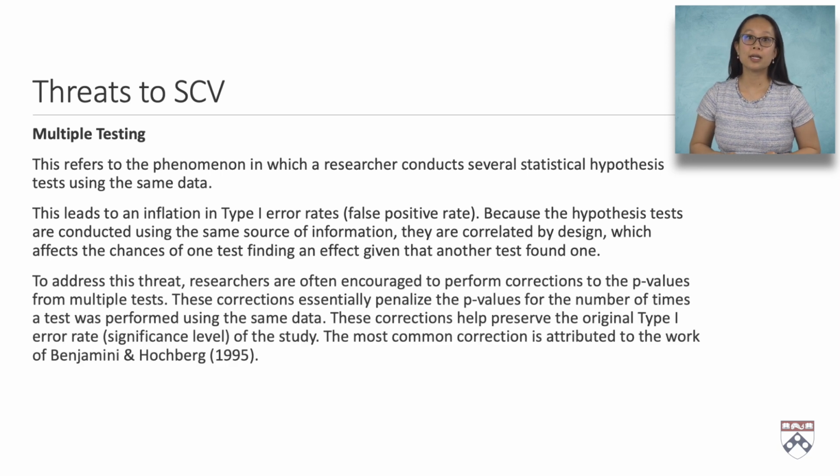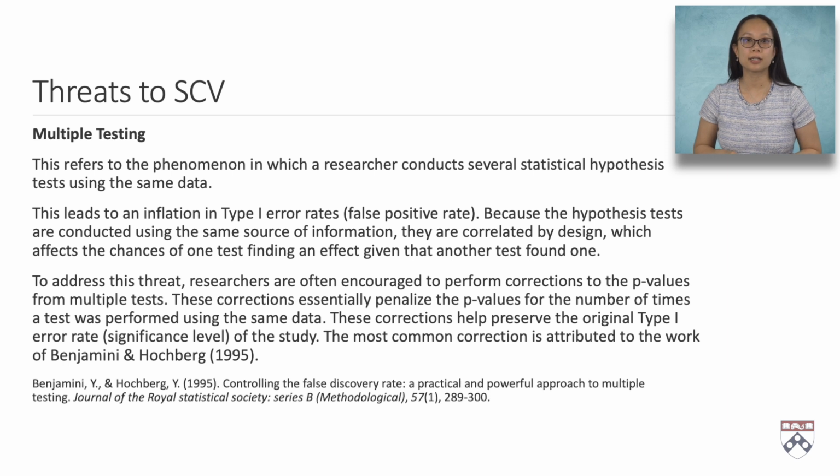So to address this threat, there have been more formal ways of controlling the effects of multiple testing. And these actions essentially revolve around performing corrections to the p-values from multiple tests. These corrections essentially put a penalty on the p-values for the number of times a test was performed using the same data. And these corrections are designed to preserve the original type 1 error rate, so the original alpha level of the study. And in practice, the most common correction is attributed to the work by Benjamini and Hochberg in their 1995 paper.